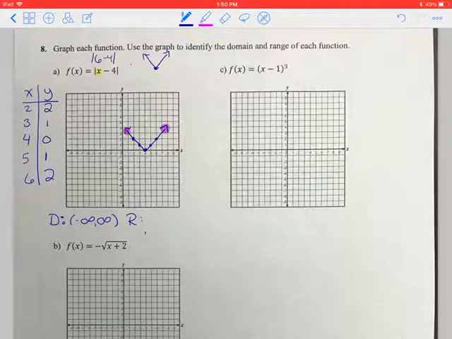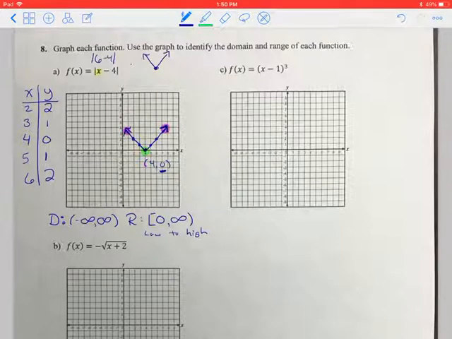All right, now range is a little trickier. For range, I want to look low to high. And I definitely have a low value. So my lowest point is going to be right here. And that's the point 4, 0. So remember, for range, I'm interested in the y value. So the lowest my graph goes on the y-axis is 0. But then it keeps going upward. So it's going to keep going up in both directions. So it's going to go up towards positive infinity.